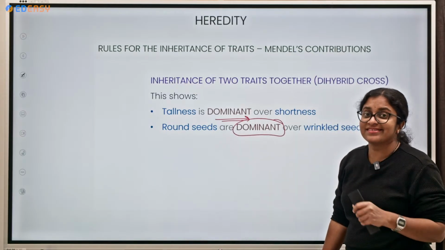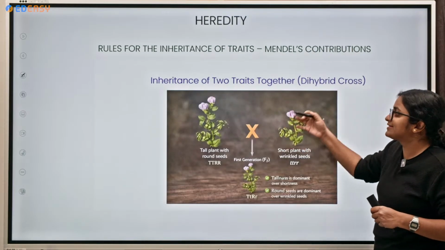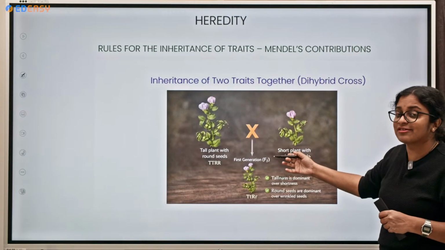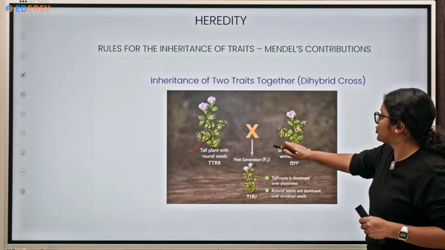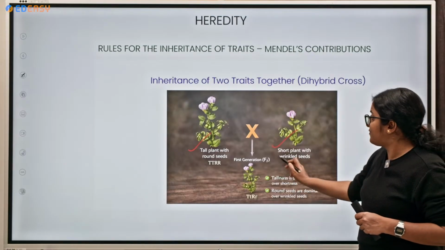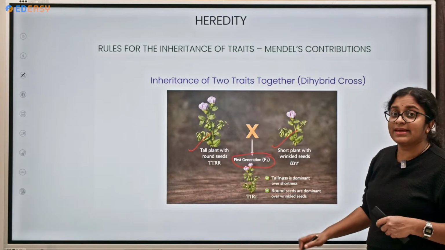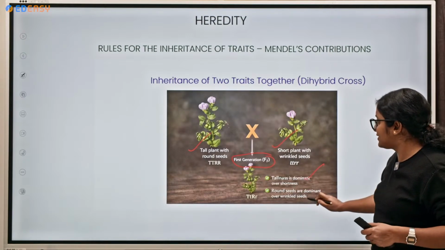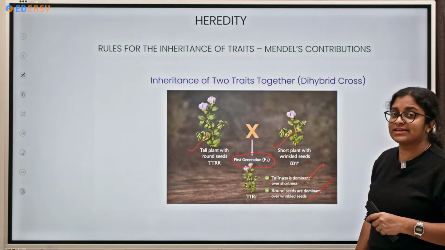and the round seeds are the dominant one over whom? Over the wrinkled seeds. And if we are crossing them together in the dihybrid cross, what we are doing? The tall plant with round seed is taken, the short plant with wrinkled seed is being taken. Now the first filial generation we are going to get, the tallness being dominant over the shortness and round seeds being dominant over the wrinkled seeds in the first filial generation.